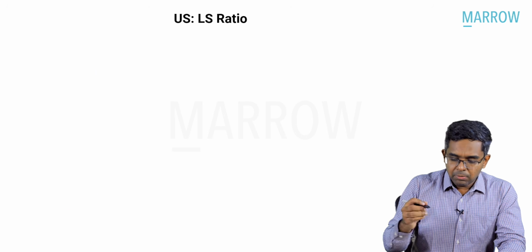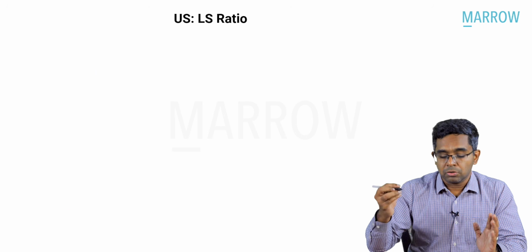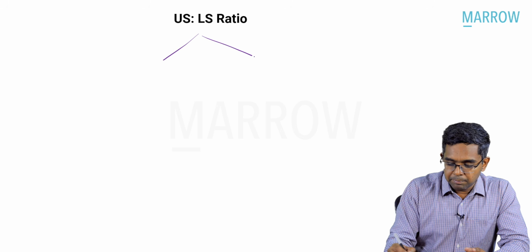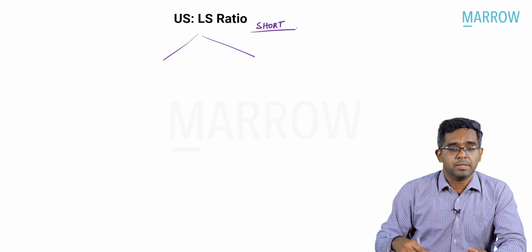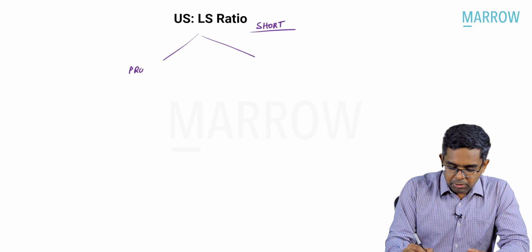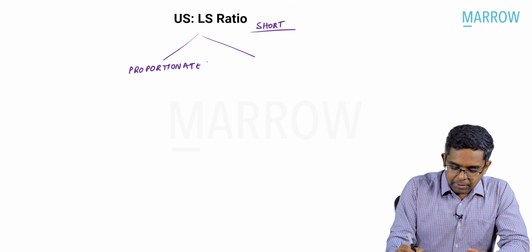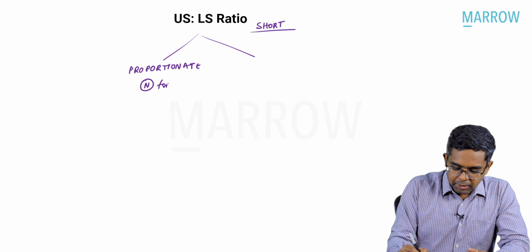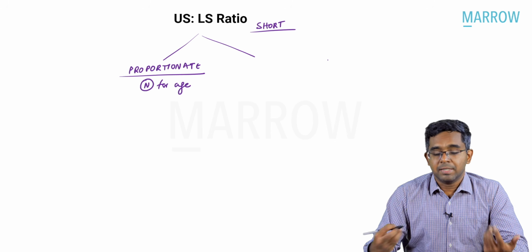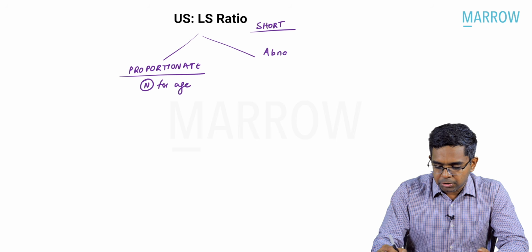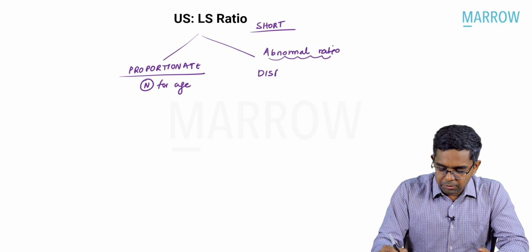Now, how does this ratio help in evaluation of a child with short stature? It is simple. Based on the ratio in a short stature child, we can divide it into two categories. One is called proportionate short stature, when the ratio is normal for the age. And the next obvious one, where the ratio is abnormal, you will call it disproportionate short stature.